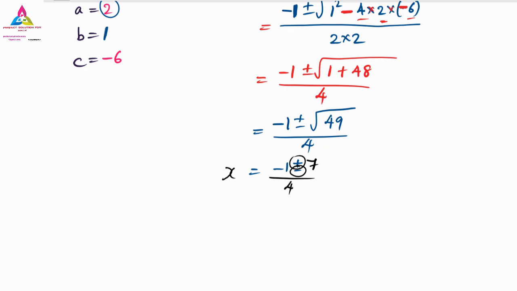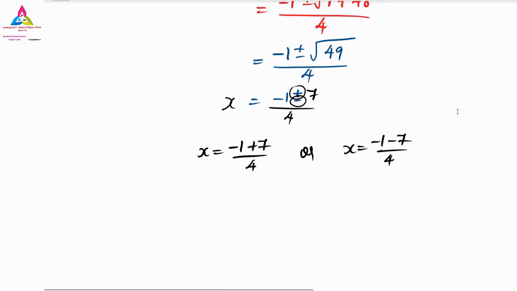So plus or minus we have, so x is equal to minus 1 plus 7 divided by 4, and one more is x is equal to minus 1 minus 7 divided by 4. These are the two x values. Now, very importantly, we have to write down as it is. The minus 1 and plus 7 is plus 6. The greater number is positive, so the sign is positive, and one is negative, one is positive, which means we have to subtract. So 6 divided by 4 is the first x value.